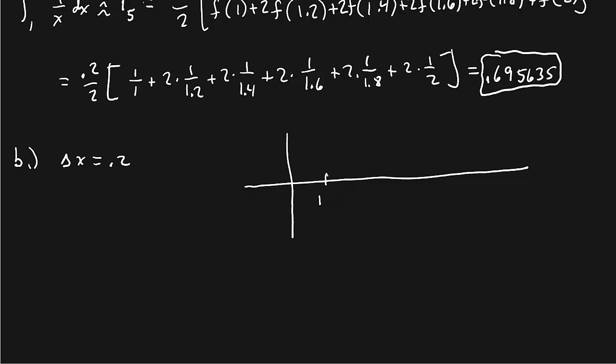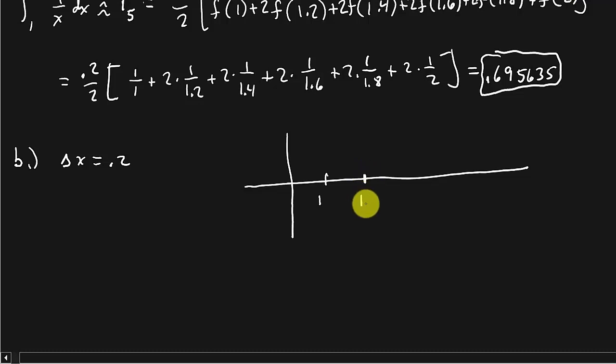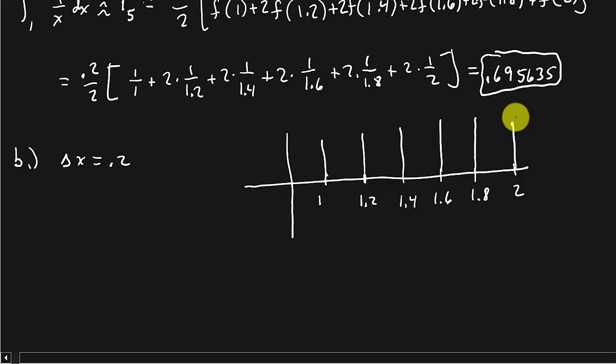And we know that the next values here are going to be 1.2, 1.4, 1.6, 1.8, and then 2. All right, and we have the rectangles going up like this. And on this one, it's not really that difficult to draw the figure. It's going to look something like this. Let's erase this right here. The graph's going to look something like that.